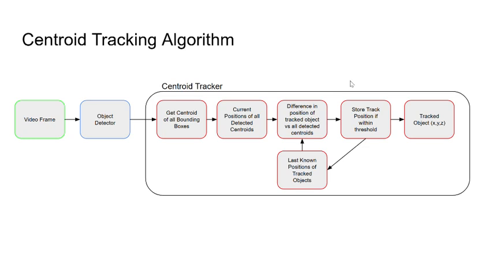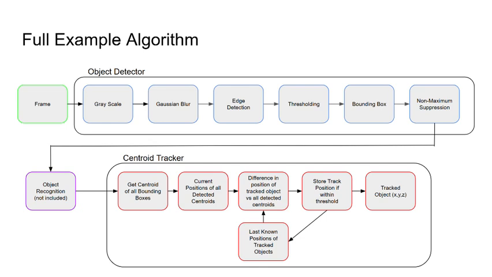But this is that same algorithm. So it's getting centroid bounding boxes, it's detecting current positions frame to frame, taking differences, looking at the last known positions of tracked objects, and storing those as you go frame to frame further into the video. And of course you can also do this with static imagery. So this was kind of a full example, and this is what I was running in its full form: you have the object detector running, grayscale, blur, edge detection, bounding box, suppression. Does the object recognition go in there?